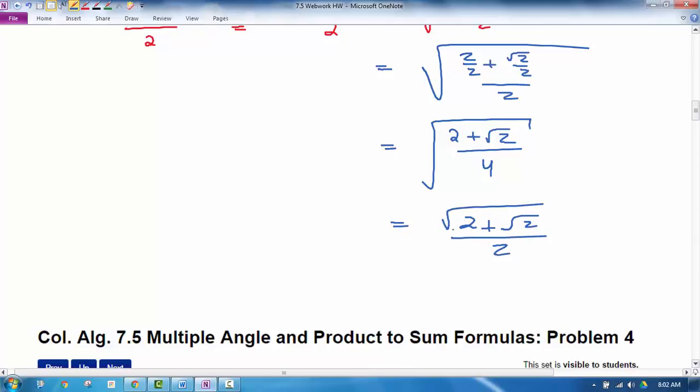So the square root's not in the bottom now. It's just 1/2. And you could write that as 1/2 out front if that's easier for you. But you do have to use parentheses carefully again.